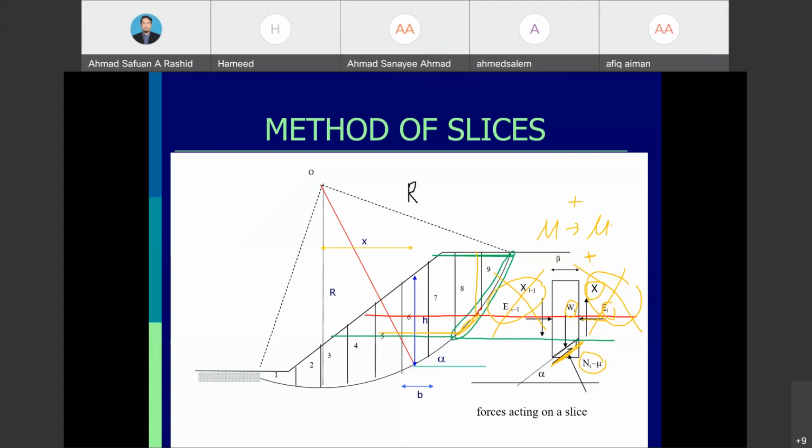Okay, so that is the assumption made by Fillenius, or assumption made by the ordinary method, and then improvised by Fillenius, and then improvised by Bishop.